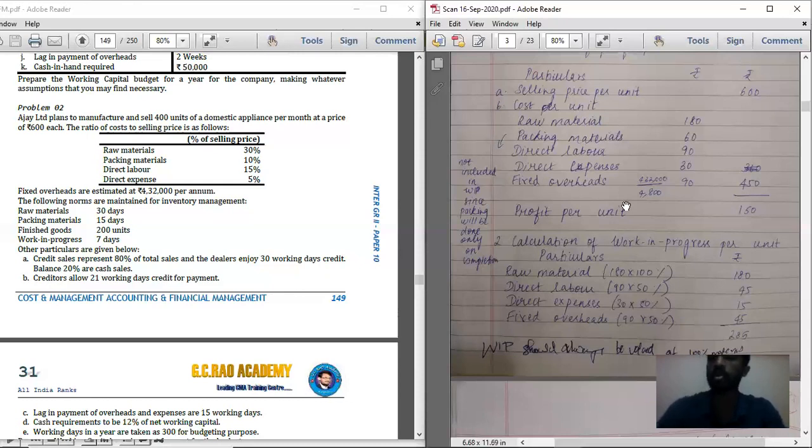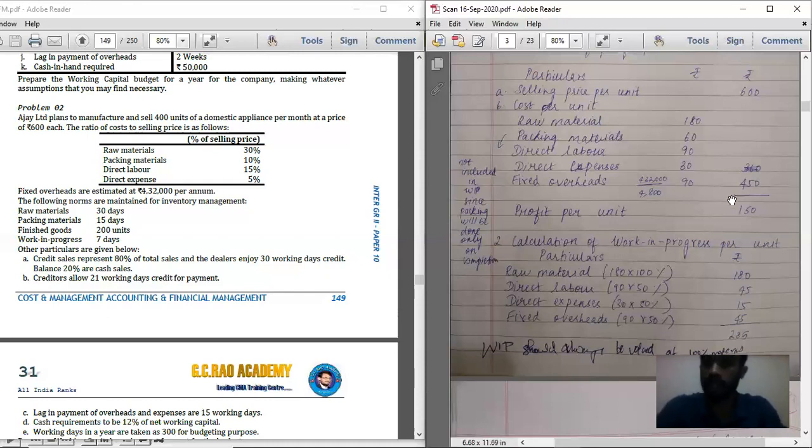Now total the inner amount column: 180 plus 60 plus 90 plus 30 plus 90. In the outer amount column put 450. The cost per unit is 450. Now total the outer amount column: 600 minus 450. Selling price is 600, cost per unit is 450.